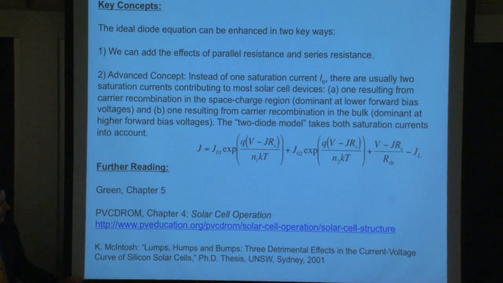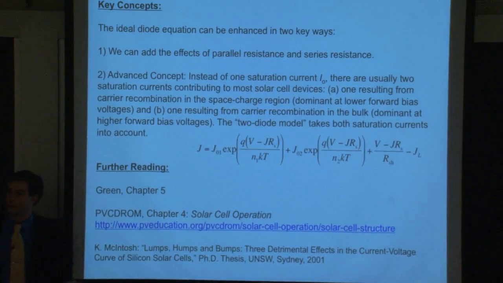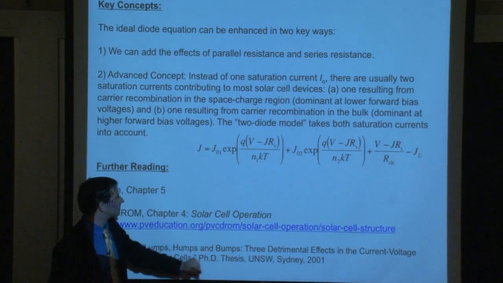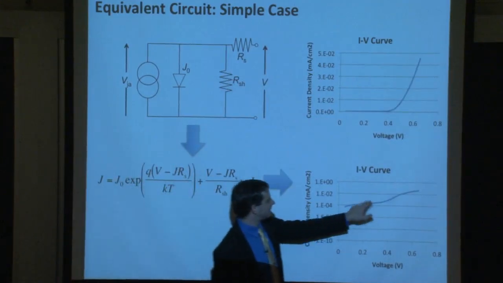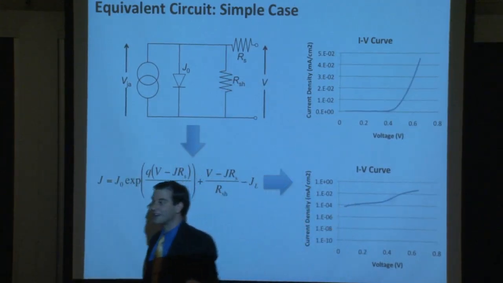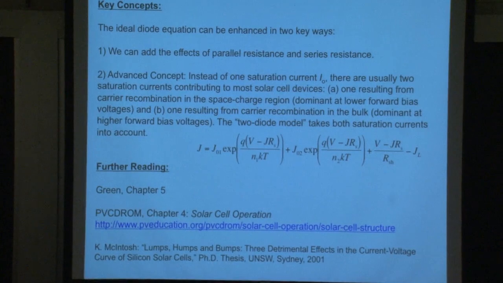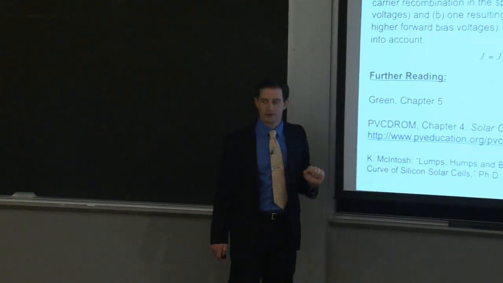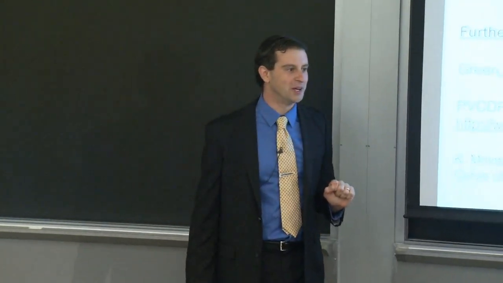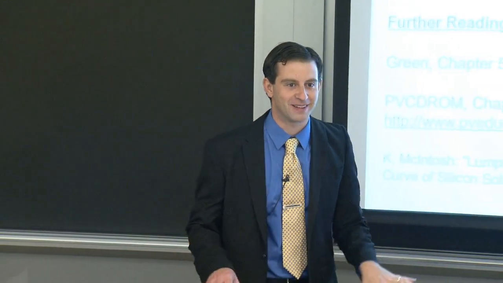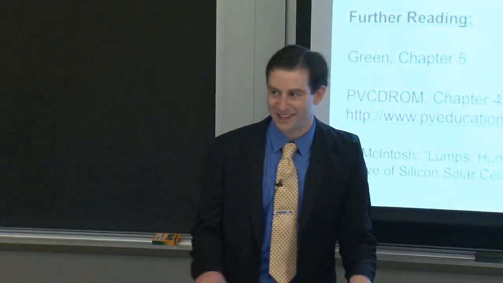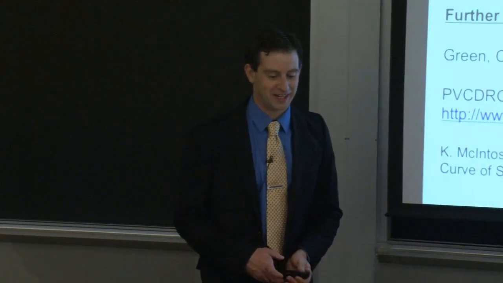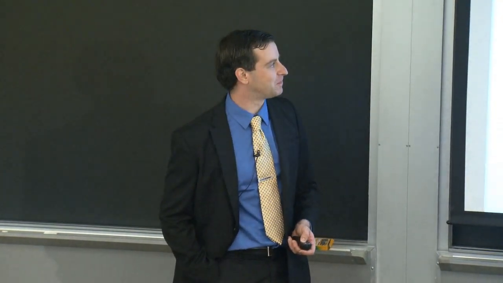Three-dimensional effects of the current voltage curve of silicon solar cells, some of which might apply as well to other material systems as well. And you can tell where the lumps, humps, and bumps comes from. It's really these lumps, humps, and bumps in the IV curve that he's talking about. Excellent read, very good thesis, highly recommended for those who want to look into their IV curves a little bit more. It's kind of like looking into the tea leaves, right? Because there are a number of things that can be affecting the IV curves. We'll get to some of those on Tuesday as well.